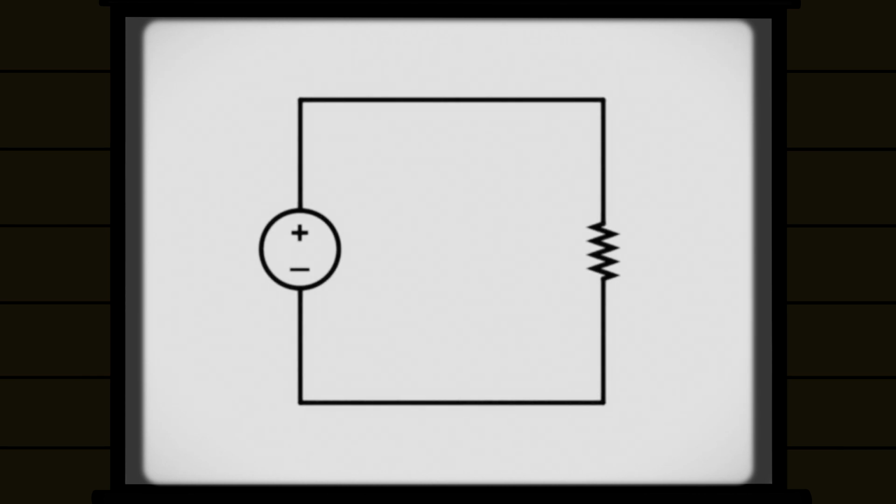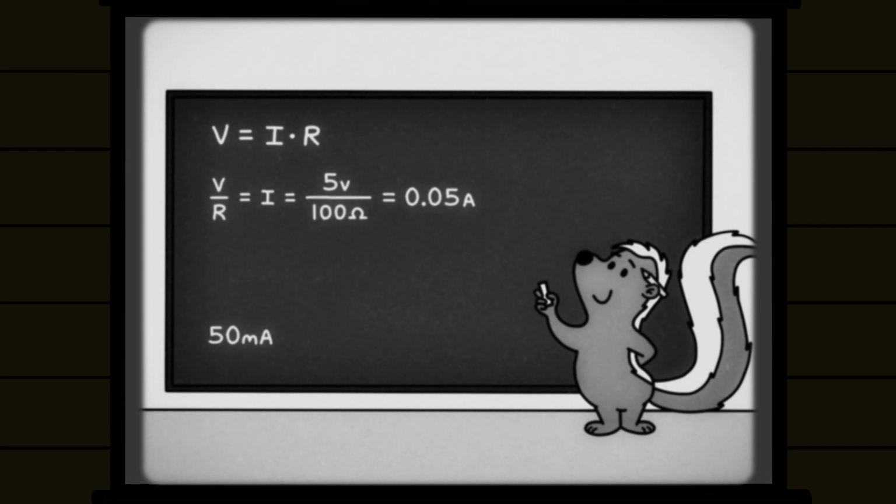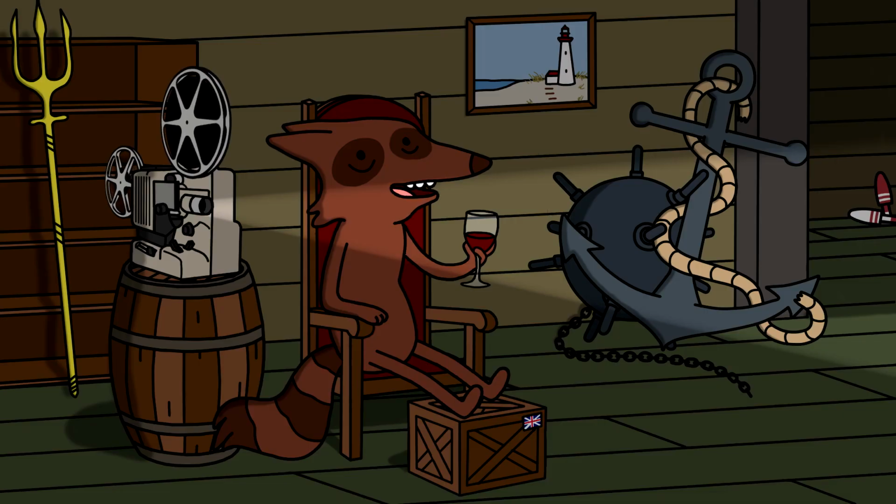Suppose we had a circuit with a voltage source and resistor. If the source is 5 volts and the resistance is 100 ohms, how much current is passing through the wire? With a little algebra, we can manipulate Ohm's Law to find that the current is equal to the voltage divided by the resistance, which gives us 0.05 amps, or 50 milliamps if you multiply the current by 1,000. Easy, right? Now let's try a real-life problem.